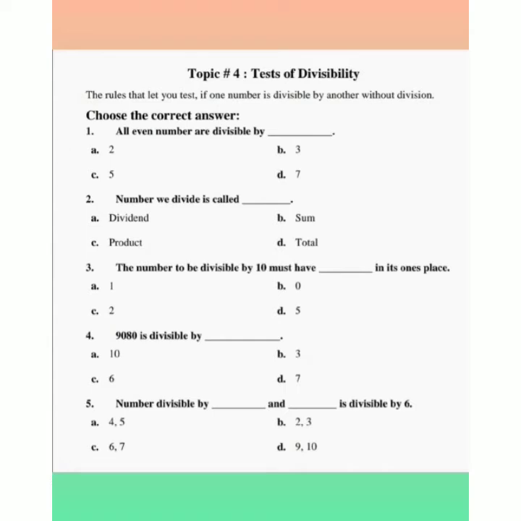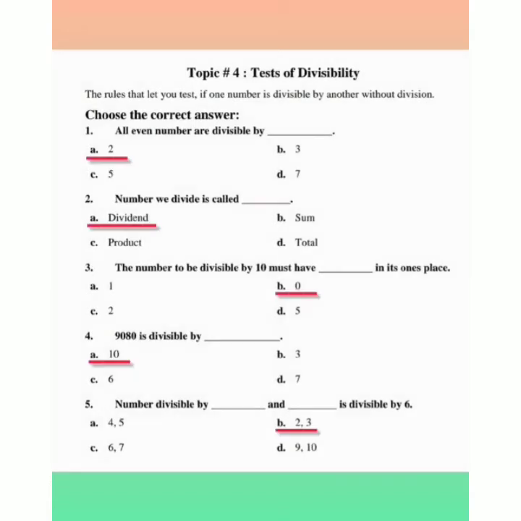Now let's look at the MCQ section. MCQ number 1: all even numbers are divisible by dash. Options are 2, 3, 5 and 7. So what would be the answer? We have the answer here, which is 2. Let's move to the second MCQ. The number we divide is called: A, Dividend, B, Sum, C, Product and D, Total. So the answer we have is highlighted by a red mark, which is dividend.